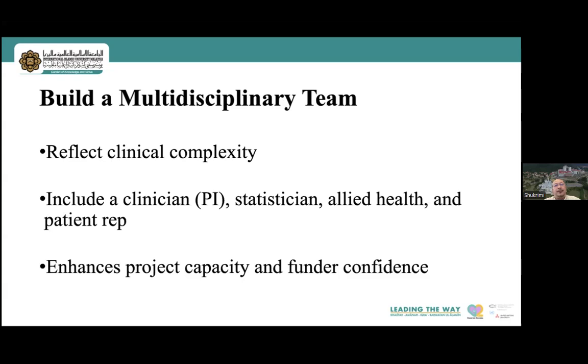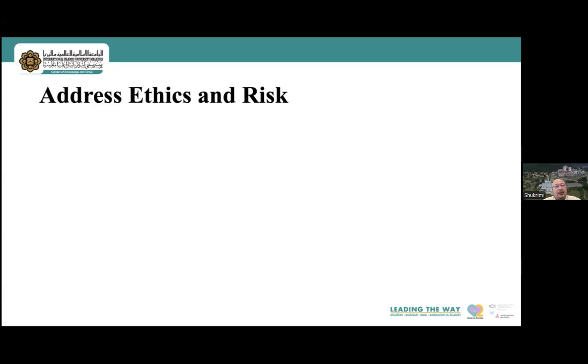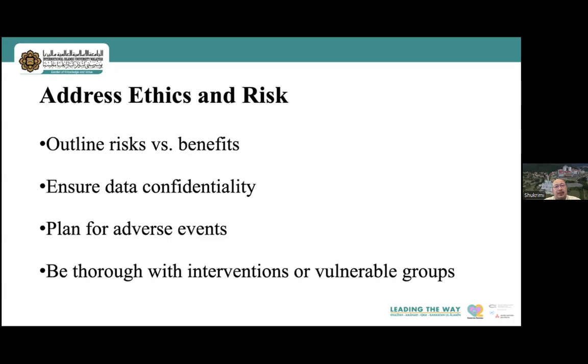Okay, so if we have a good topic or good problem, a good research title, it's better that we have a multidisciplinary team because they can reflect the clinical complexity of our research. Of course, as usual, if you can have your statistician and other personnel from other faculties or other universities to join your research, because this can enhance our project capacity and the funder's confidence in our grant, our proposal.